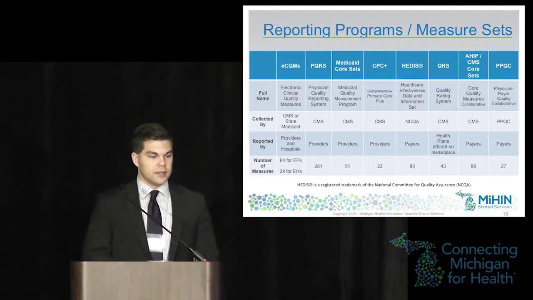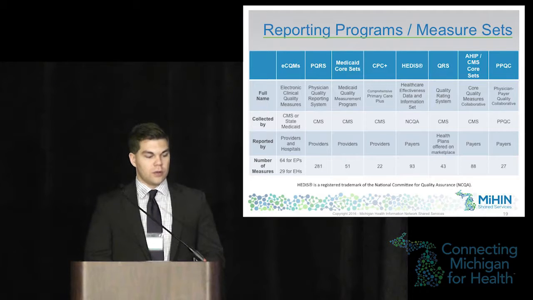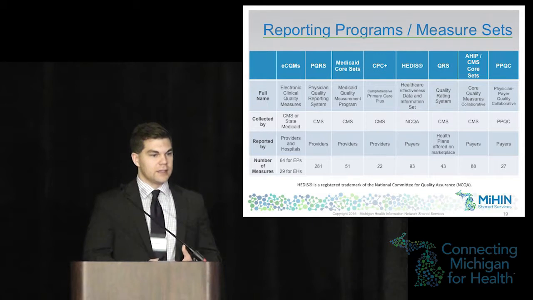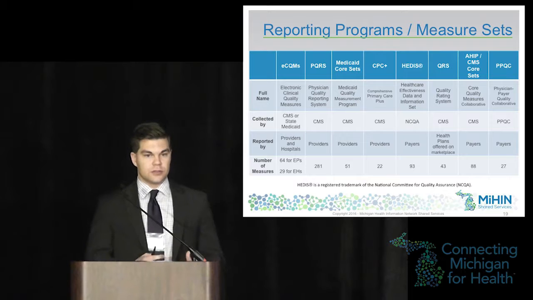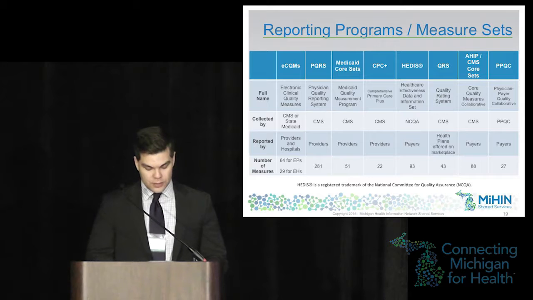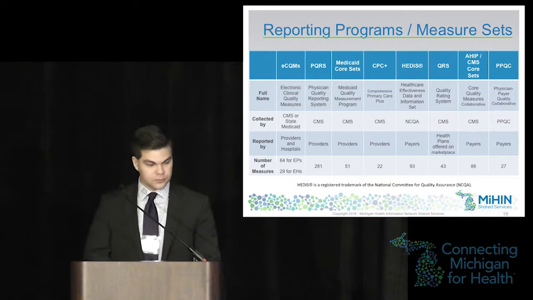PQRS has been around for about 10 years, and that's the much larger measure set of almost 300 measures, and that's the physician quality reporting system that has a lot more specialty-oriented measures to select from. The Medicaid core sets are assembled by CMS, often with voluntary reporting from state Medicaid programs. A lot of their measures actually align more on the HEDIS side. CPC Plus is a new one that you've heard about, slated to start next year. And that's the one with the two tracks with the risk-adjusted per patient per month payment model.